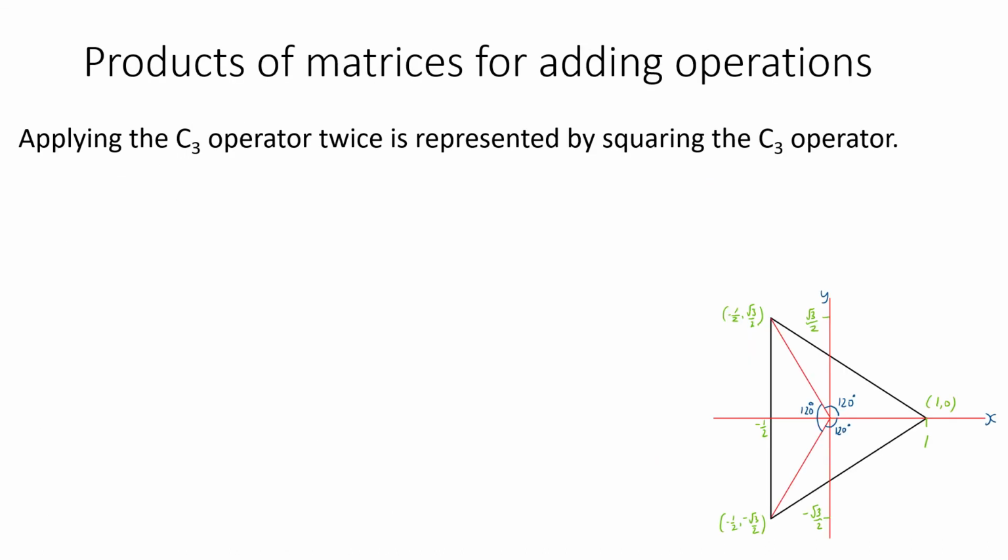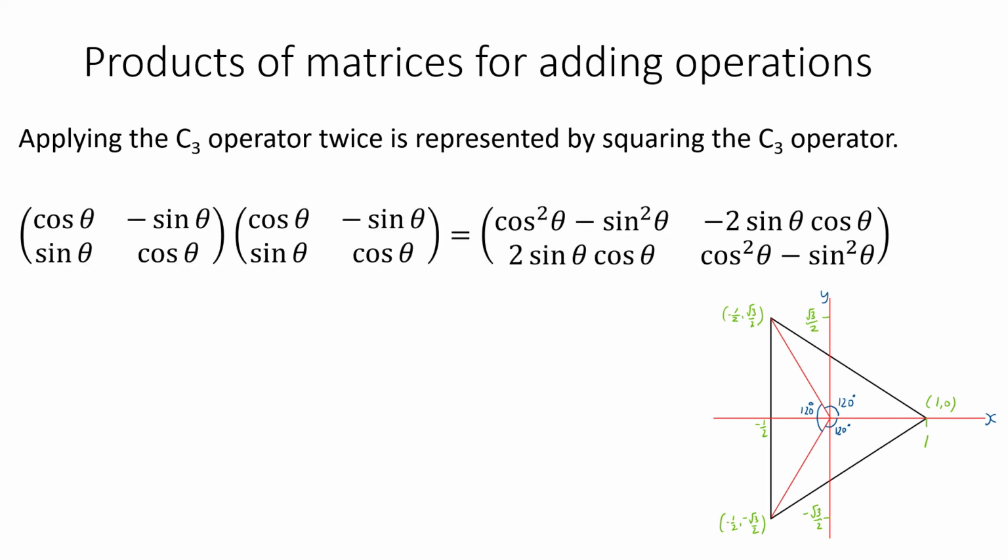Right, so now what we can see is that when we've been combining symmetry operations, we can do the same thing with matrices. For example, if we want to do the C3 operator twice, we can think of it as squaring the C3 matrix. Here we've got the C3 matrix multiplied by itself. At the moment I've just got it in the general form, so I've not got theta as 120, but just putting in the general form of theta there.